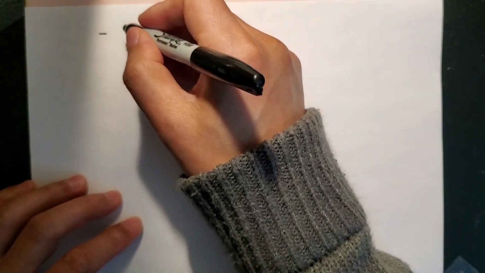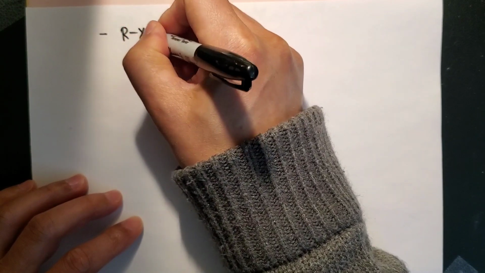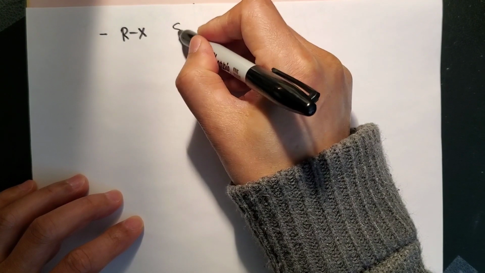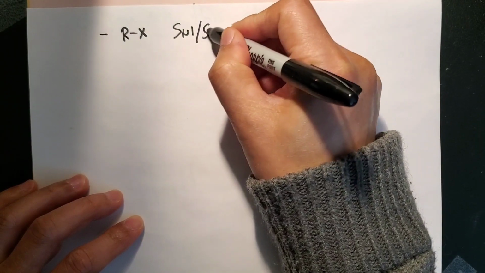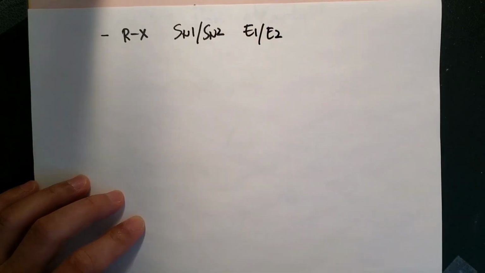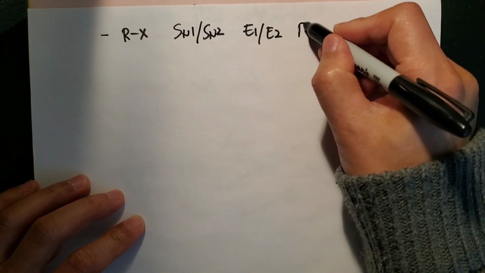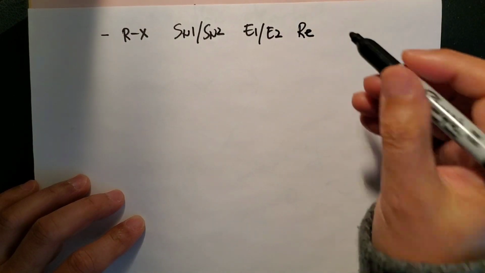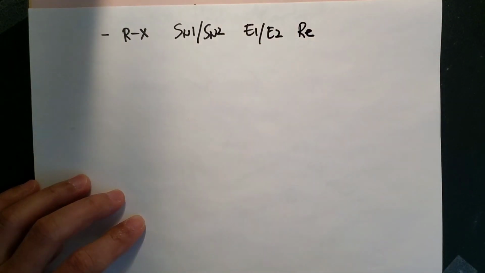As we looked at the alkyl halide, out of the alkyl halide we got substitutions and we got eliminations, and we could have rearrangement, and we also had combinations of them.